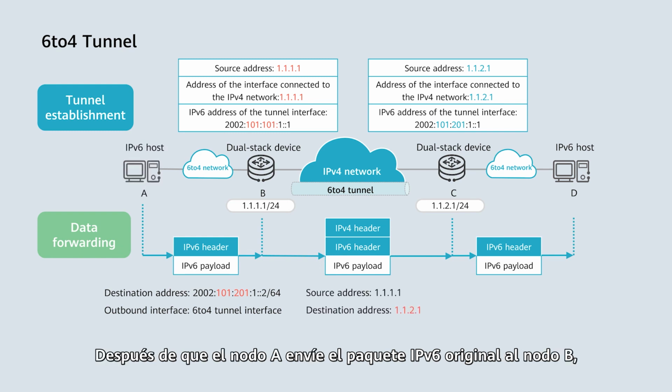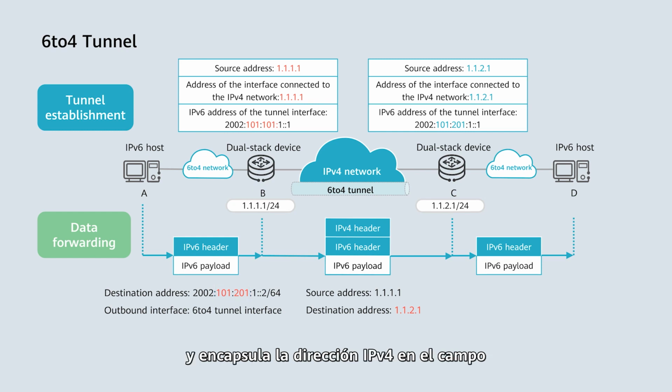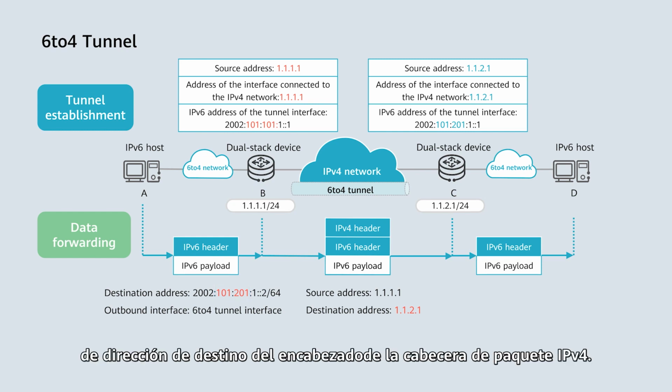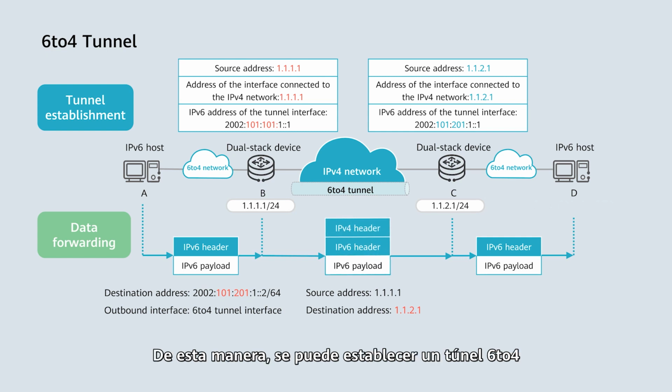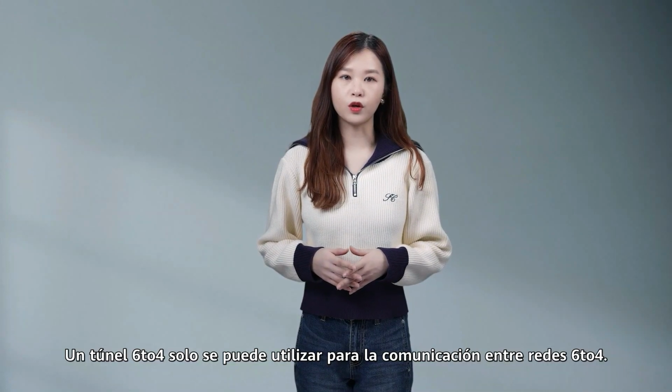After node A sends the original IPv6 packet, node B obtains the IPv4 address from the destination address of the packet and encapsulates the IPv4 address into the destination address field of the IPv4 packet header. In this way, a 6to4 tunnel can be established to transmit encapsulated IPv4 packets. A 6to4 tunnel can be used only for communication between 6to4 networks.